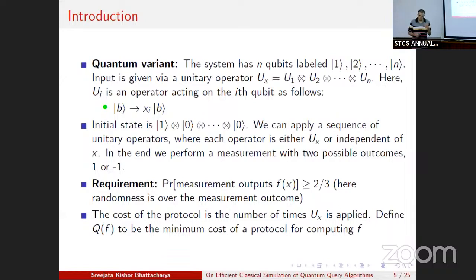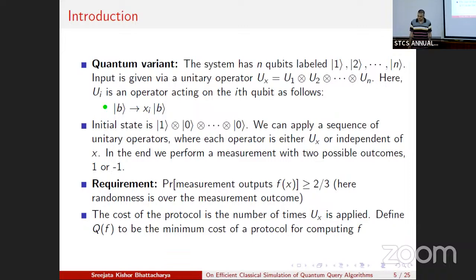Now we define a quantum variant of it. The quantum query complexity model is defined as follows. We know what the function is, but we don't have full access to the input. So the input is given to us via a quantum oracle. And how does that oracle act? The oracle is a unitary operator, which is the tensor product of n single qubit operators. Now the ith operator does the following. If the ith coordinate of your input is -1, it flips the phase of the ith qubit. And if the ith coordinate is +1, it keeps the ith qubit unchanged. So this is a unitary operator which encodes the input.